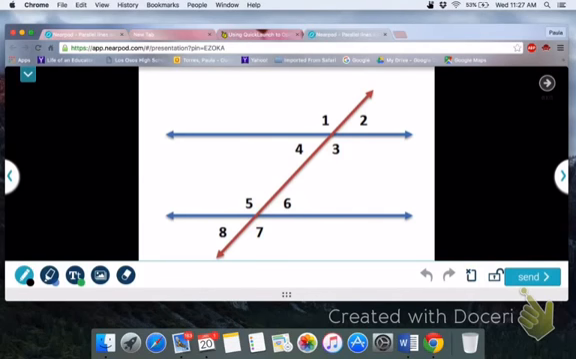So there are endless possibilities. I could say 2 and 3, or I could say 3 and 4, or I could say 4 and 1, or I could say 1 and 2. And then I can repeat that at the bottom. So I could say 5 and 6, or I could say 6 and 7, or 7 and 8, or 8 and 5. So lots of options on this one.